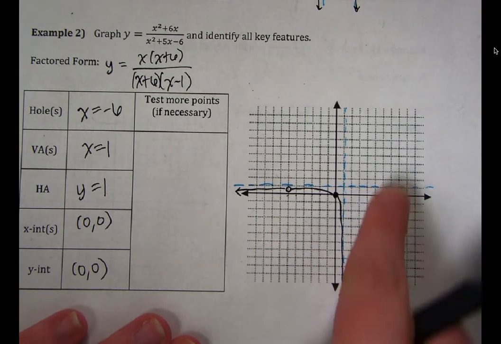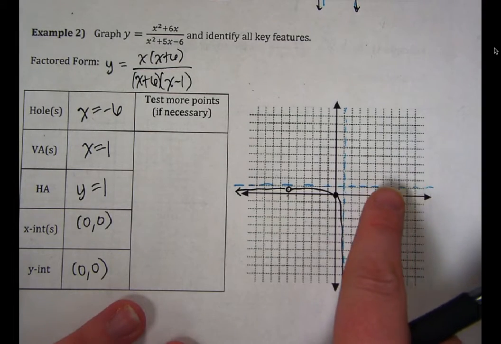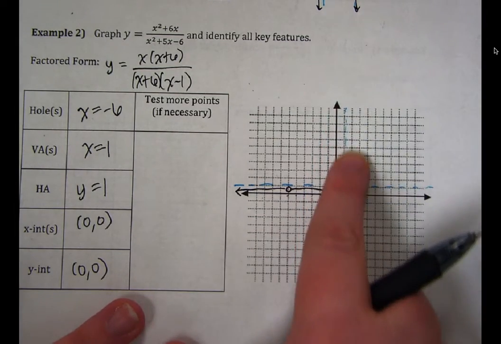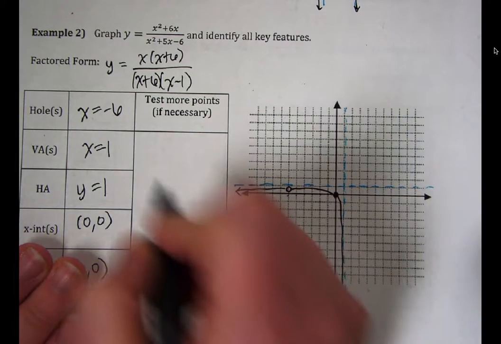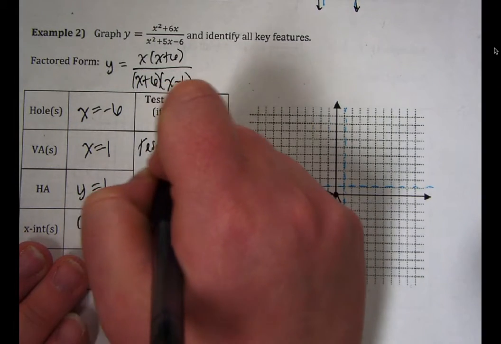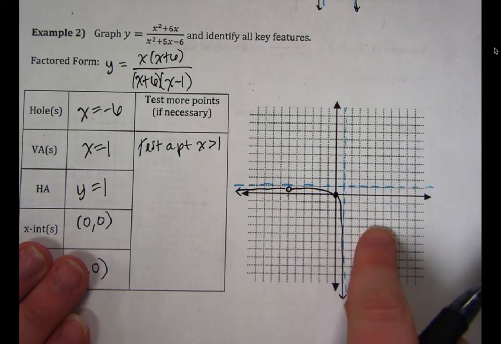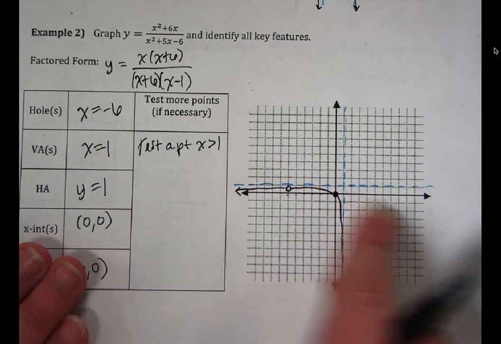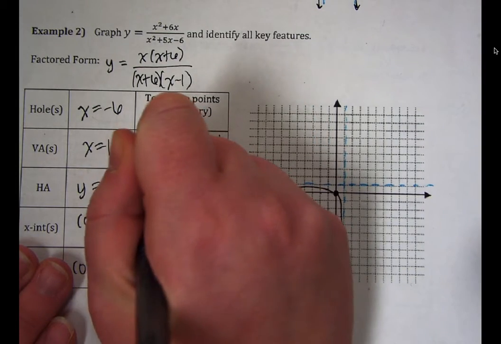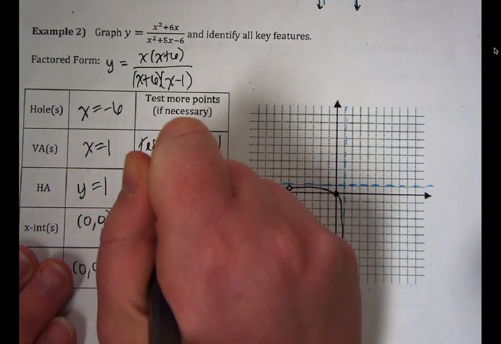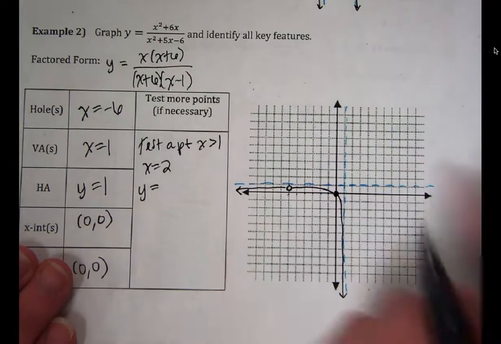Okay, notice how we don't have any points on the right-hand side of our vertical asymptote. That's where we're going to have to test more points because we don't know if the graph is going to be in this upper quadrant or if it's going to be in this lower quadrant. So we want to test a point where x is greater than 1, and that's because we need to find what quadrant that additional piece of our function is. So I'm going to just pick 2 because it's easy. So x equals 2. That means that we're going to plug 2 into this equation, and you can use the original or the factored form, it doesn't matter.